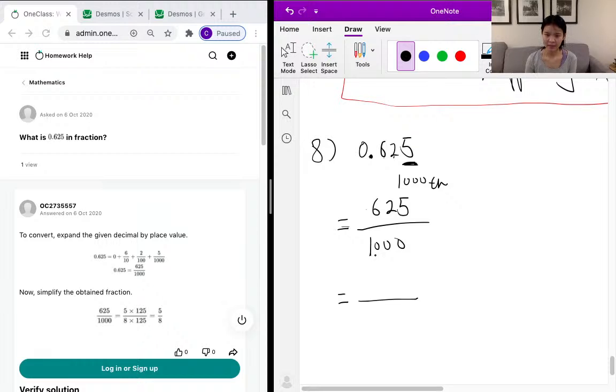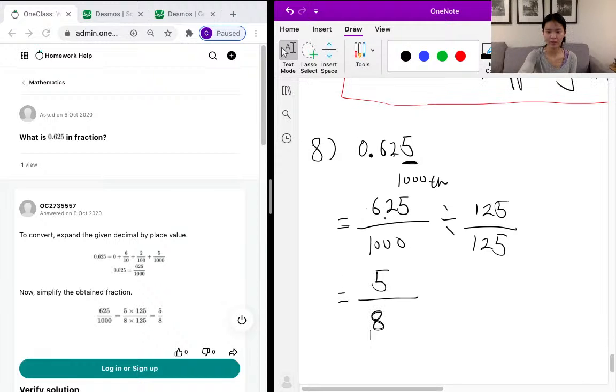Cool. Now we just need to divide both the top and bottom by 125. 1000, the denominator, divided by 125 is 8. 625 divided by 125 is 5, I believe. Let me double check. Yes, 2, 2, 1, it is 5. Perfect. So now we have our answer. 0.625 as a fraction is 5/8.